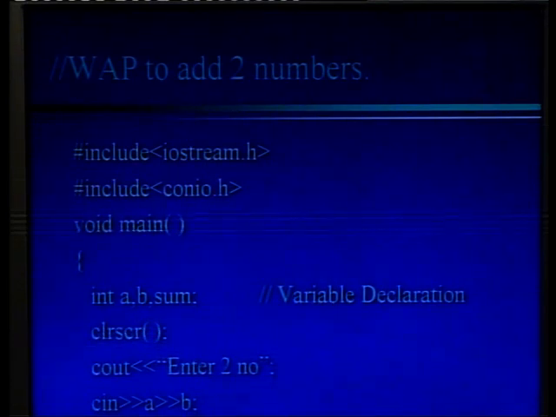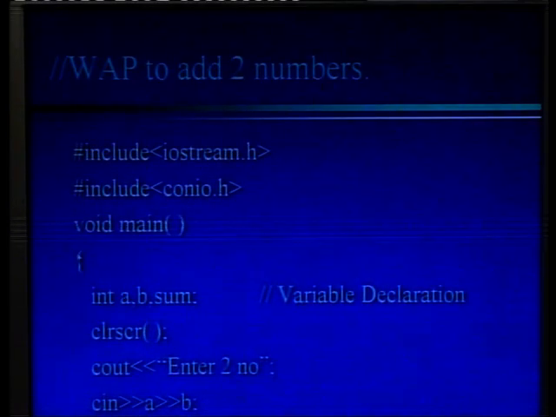Suppose you want to write a program to add two numbers. First of all, I have included two header files. One is iostream.h, another is conio.h, that is input output stream and console input output. There are some predefined functions defined in these header files that we are going to use in this program.